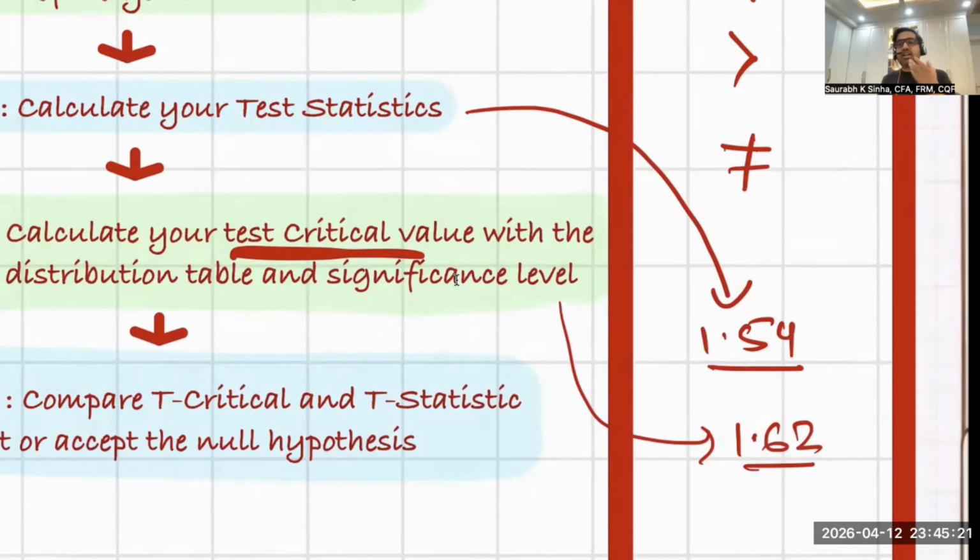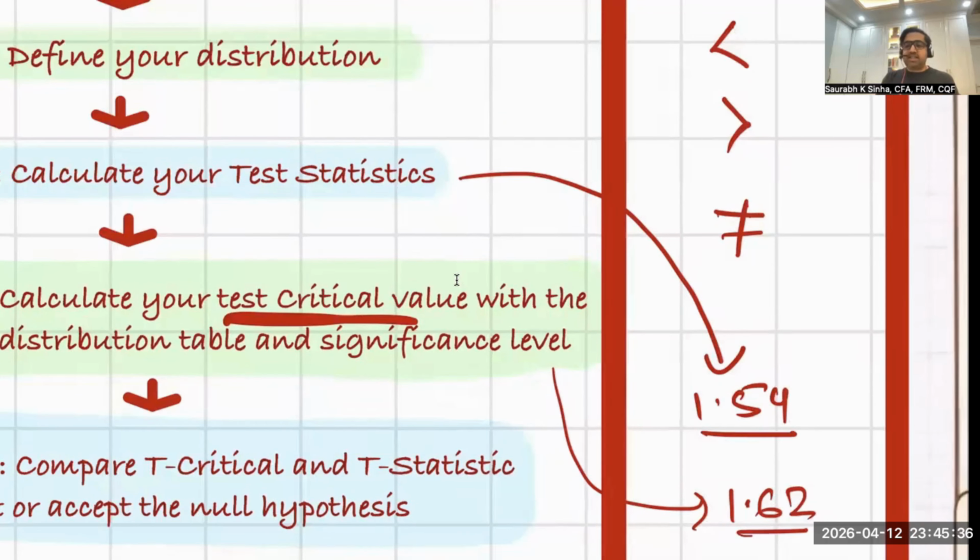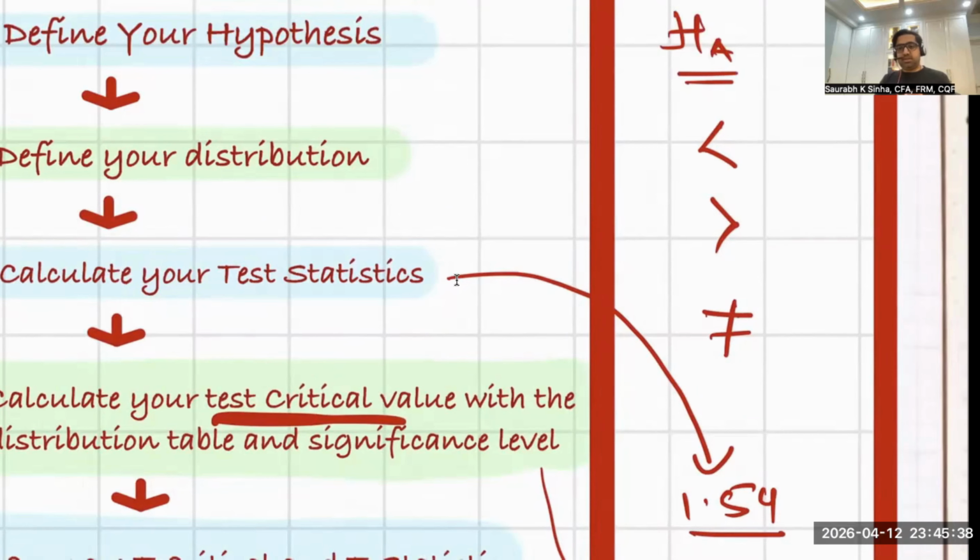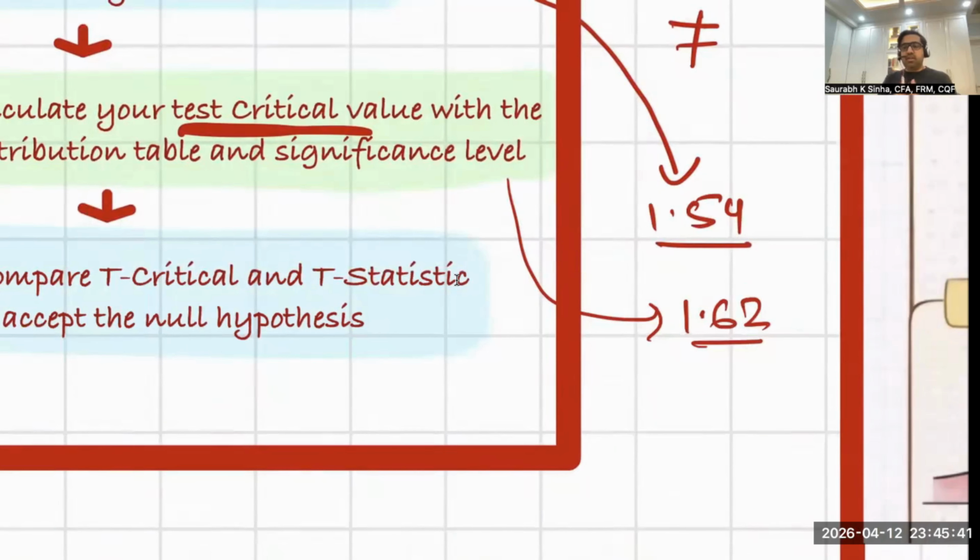Now here I will use an analogy. Your critical values are your boundaries. What are they? These are your boundaries. It could be a positive number, it could be a negative number, or it could be positive and negative, depending upon the sign in the alternate hypothesis. So it could be a negative number. Say the number is negative 1.62, not positive 1.62, and negative 1.54.